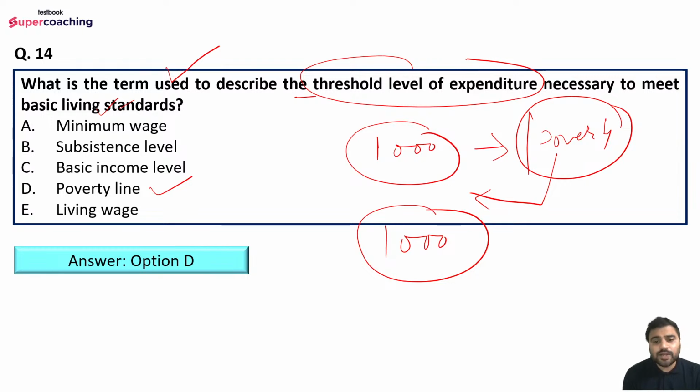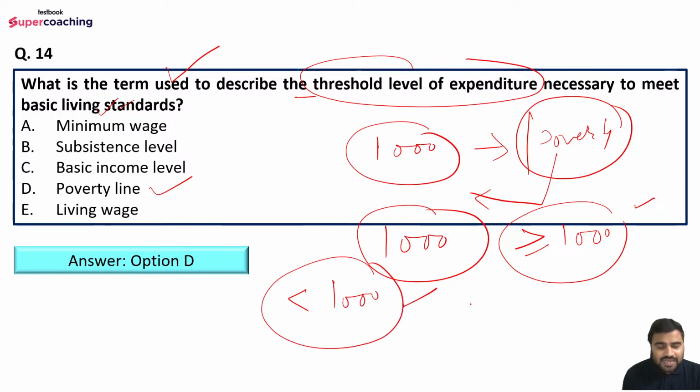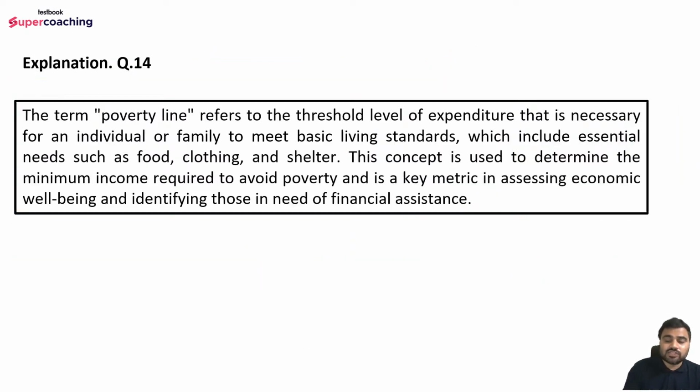So if you are spending rupees 1000 or more every month, then you would be considered as above poverty line. Similarly, when you are spending less than 1000 rupees every month, then you would be considered as below poverty line, right? So that is why here we are talking about the threshold level of expenditure necessary to meet the basic living standards.